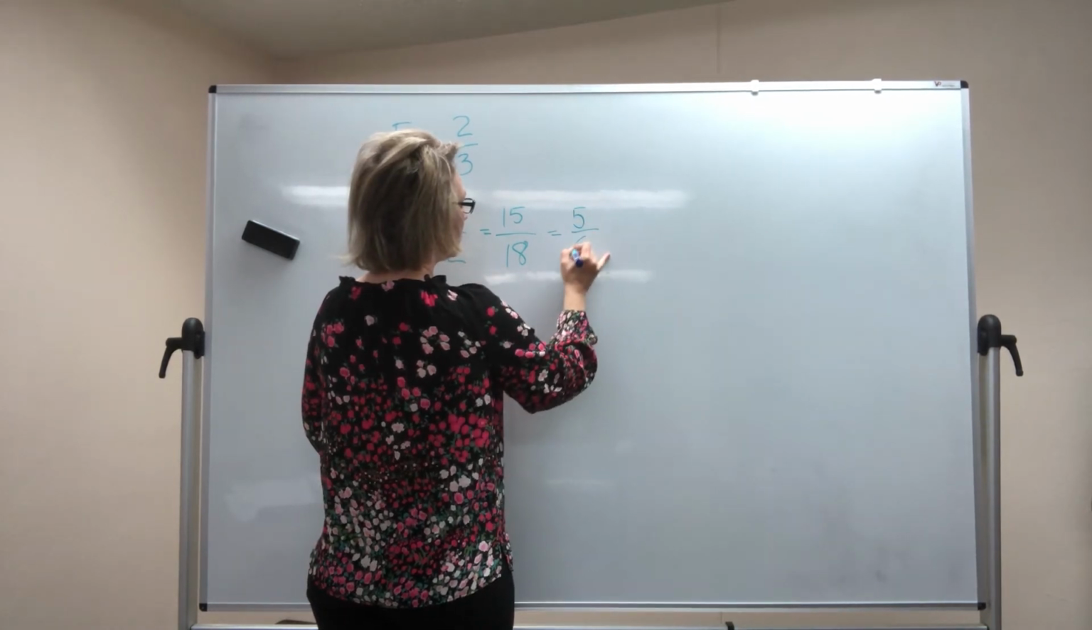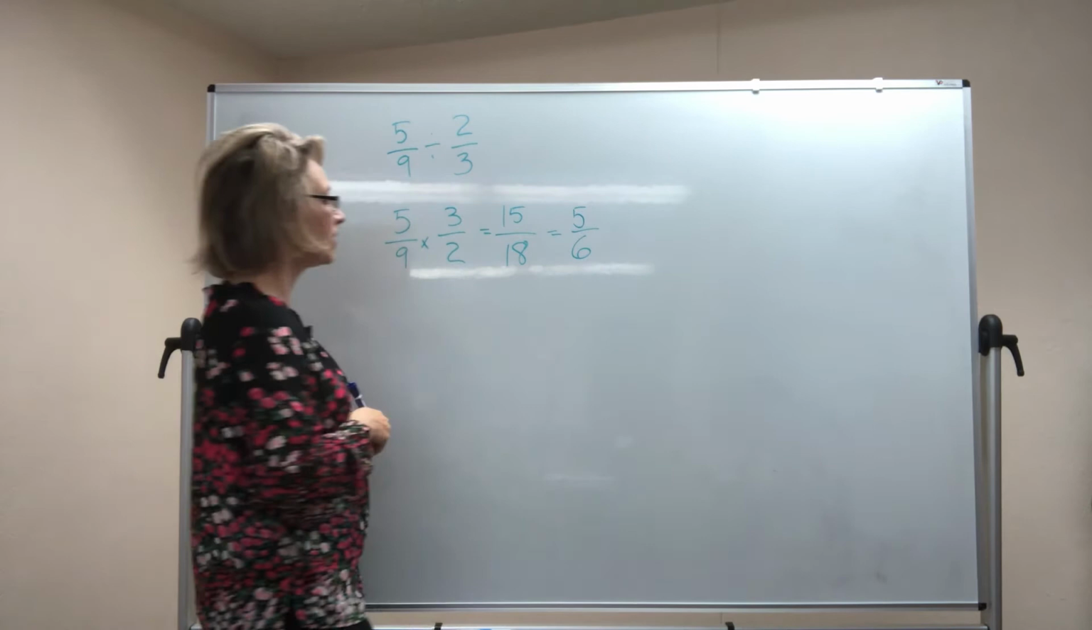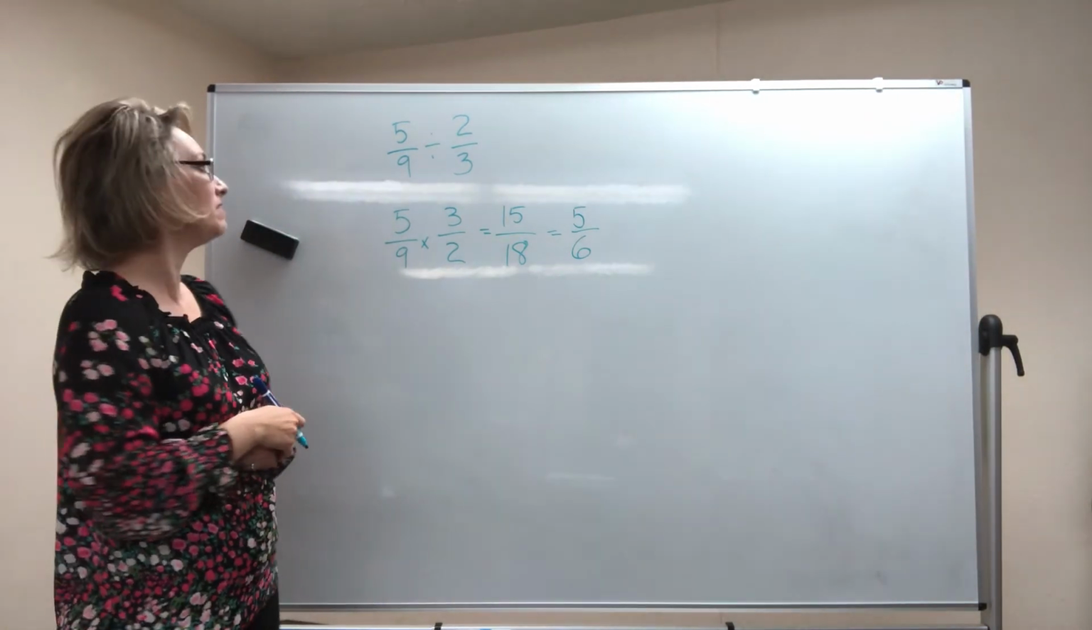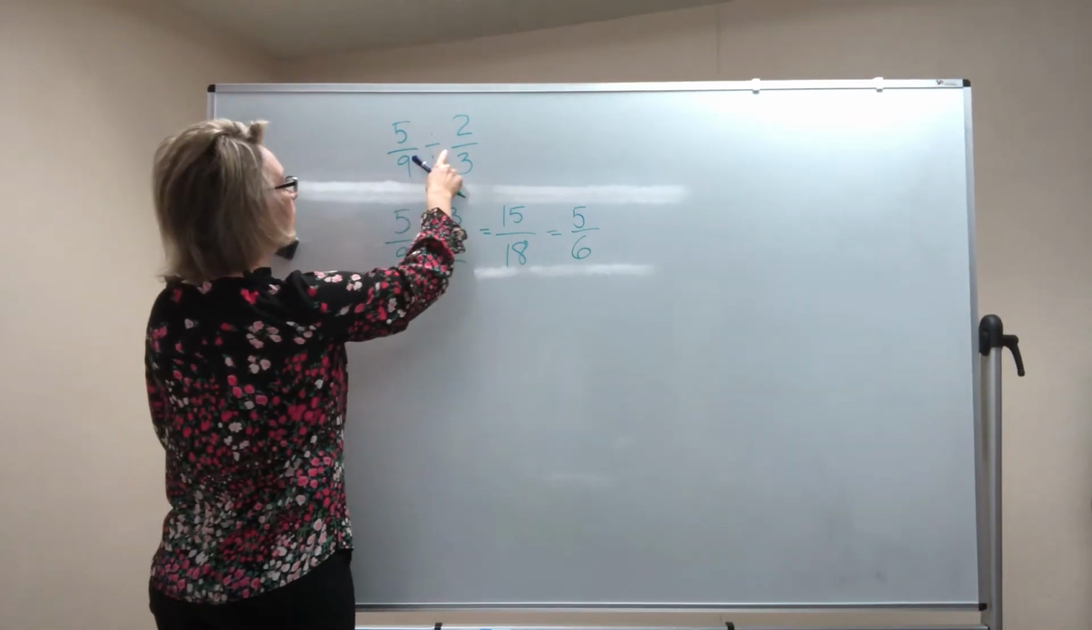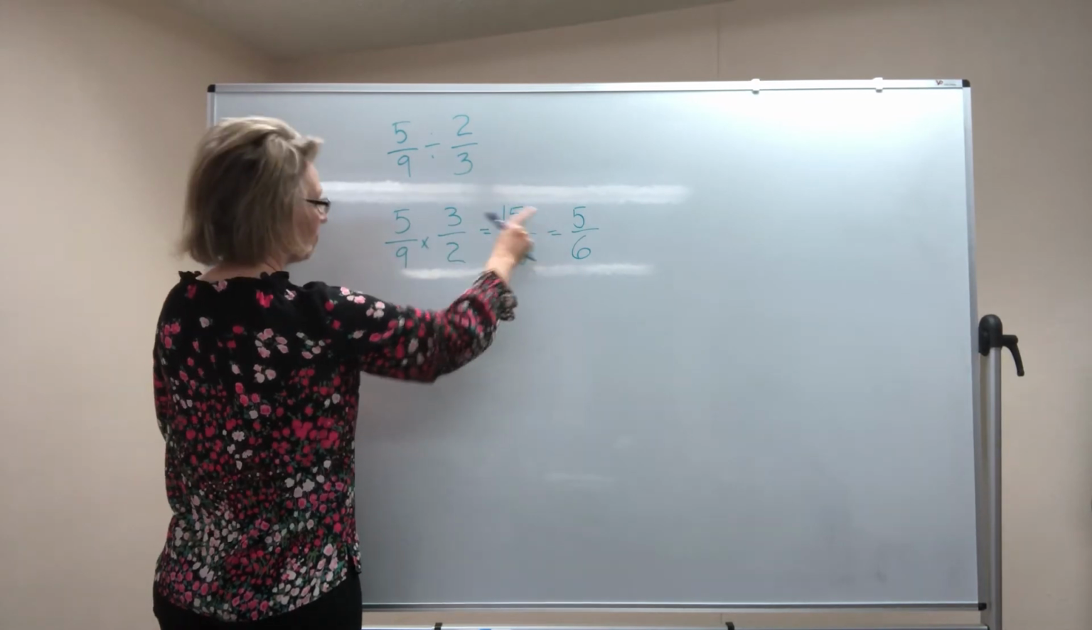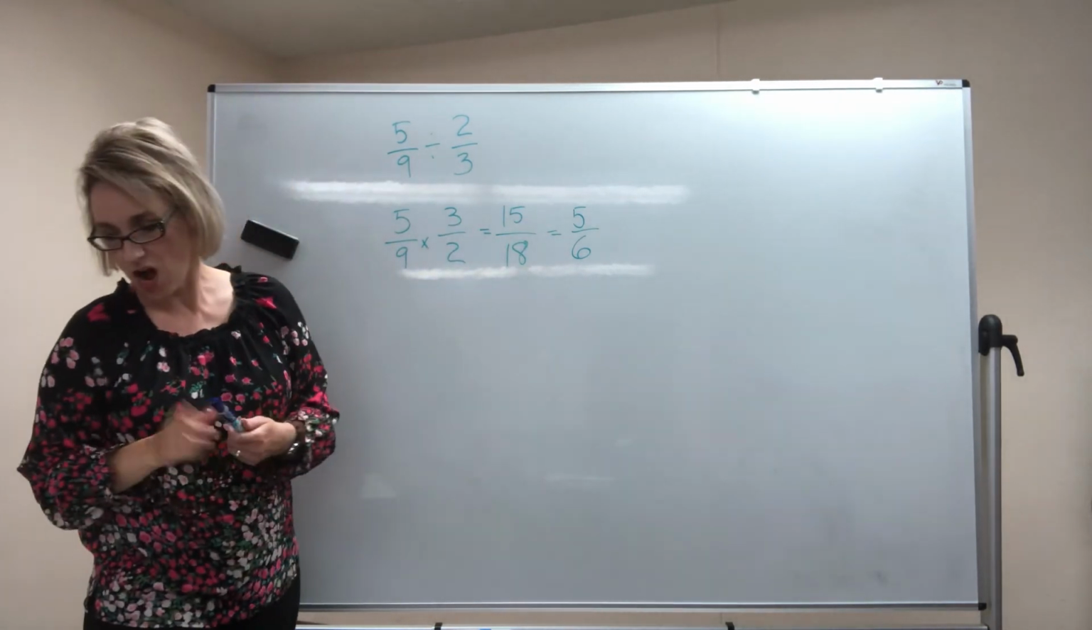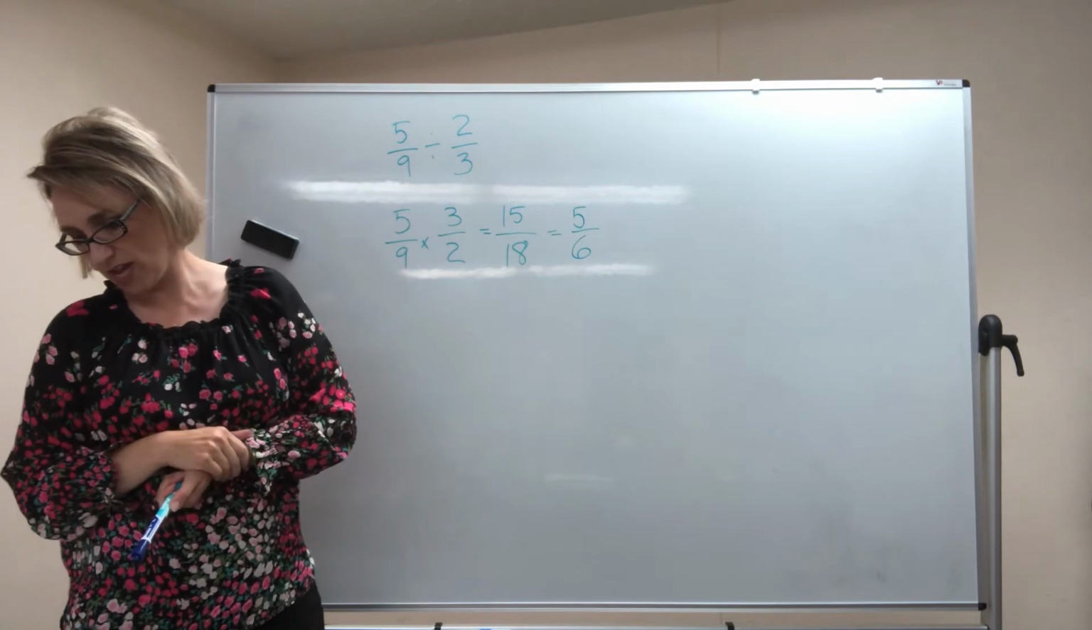18 divided by 3 is 6. So our final answer is 5/6. So 5/9 divided by 2/3 equals 5/6. Okay? All right, now there's one more kind we have to look at.